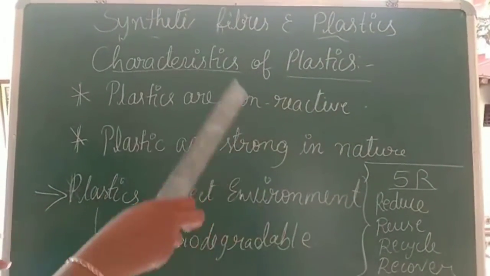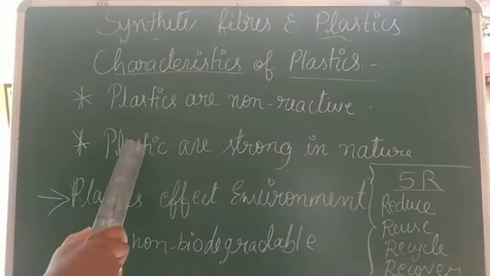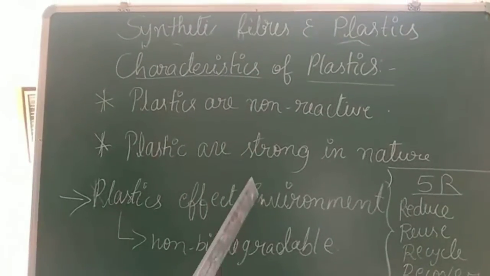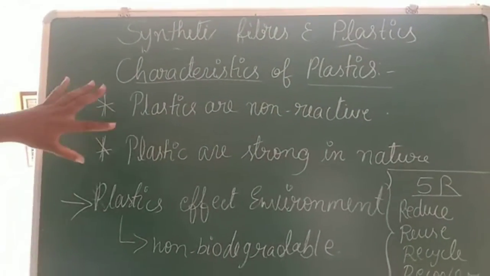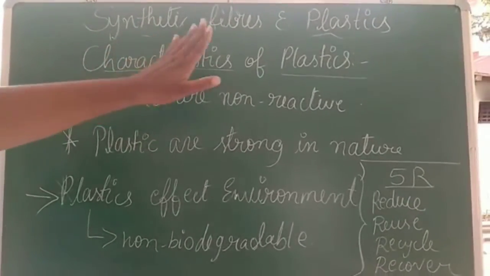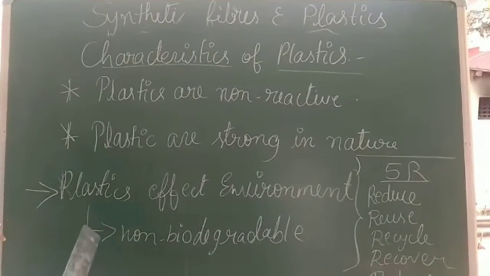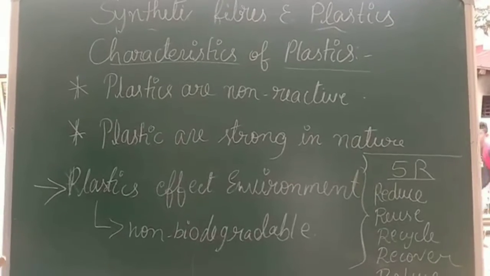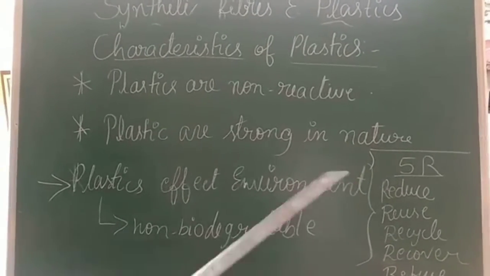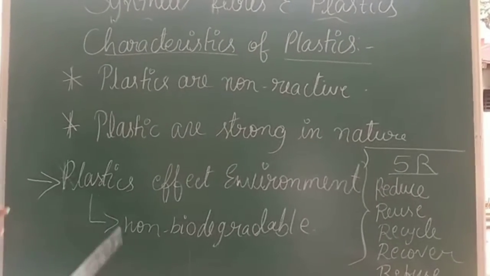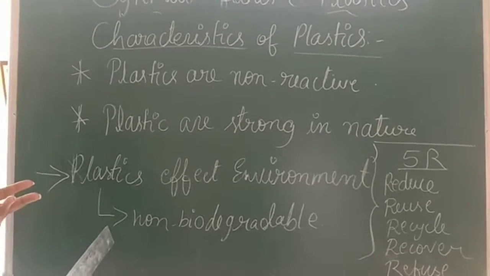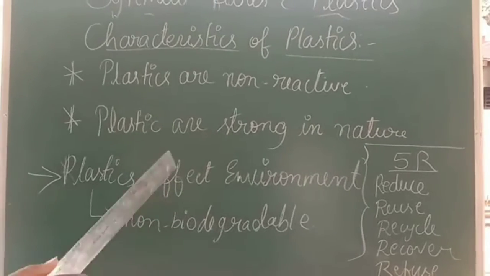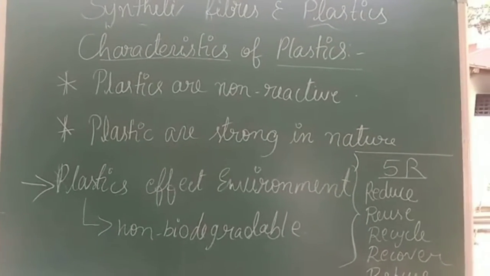Plastics are non-reactive. Next one is plastics are strong in nature. They are very strong. So these are the two different characteristics of plastics. Now the last topic, that is how plastic affects the environment. Plastic affects the environment in many ways. That is one thing, plastic is non-biodegradable in nature, right? Plastic is non-biodegradable in nature.